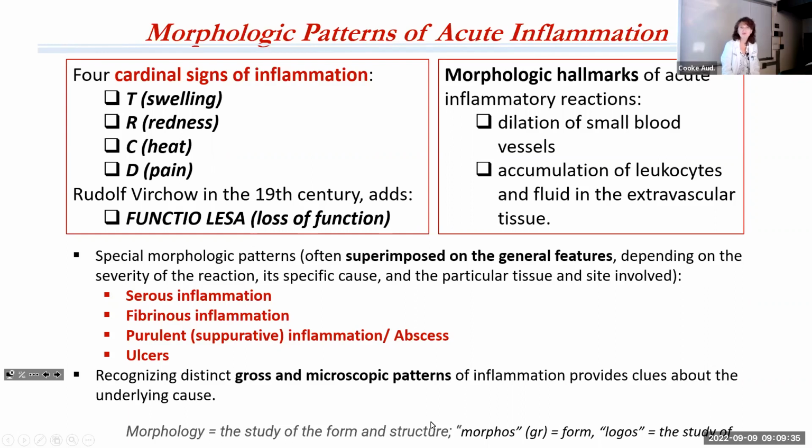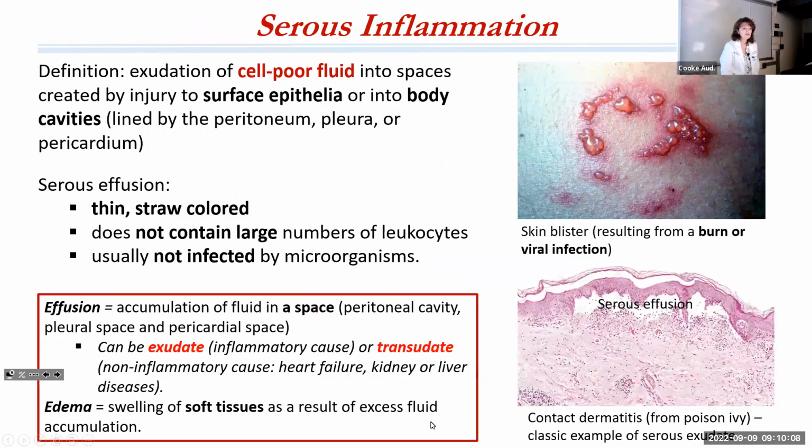Most important ones that we're going to learn about today are serous inflammation, fibrinous inflammation, purulent inflammation and abscesses, and ulcers, which are more like a consequence of these acute inflammatory processes. And it's very important to recognize the gross and microscopic pattern of inflammation, because these will give you clues about the underlying cause. And when you want to treat an inflammatory process, you want to go to the cause. You don't want to treat only the symptoms. Let's start with serous inflammation.